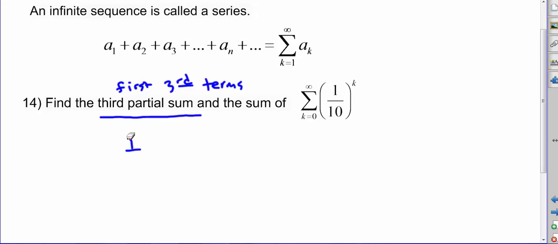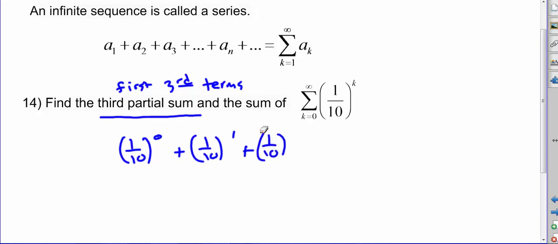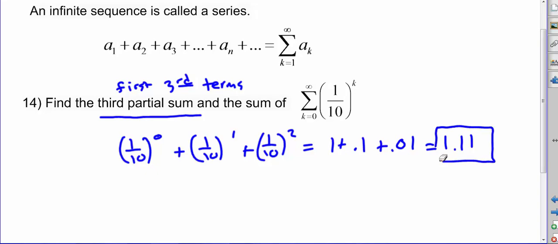When I plug in 0, I've got 1/10 to the 0. Then 1 would be 1/10 to the first. And then 1/10 to the second. This is 1 plus 1/10 plus 1/100th, which is 1.11. Now some of you may realize, hey, this pattern would continue. If I kept going, I'd continue to add ones. So the third partial sum is exactly 1.11.